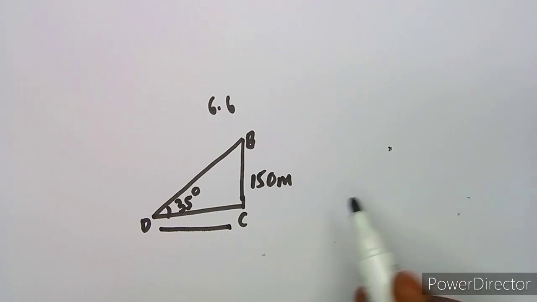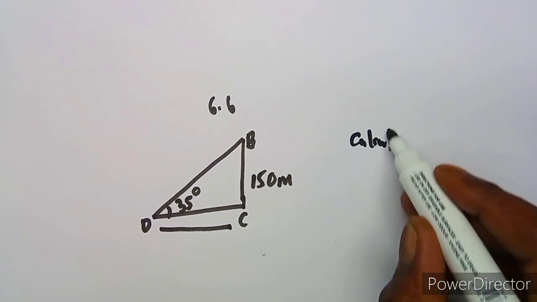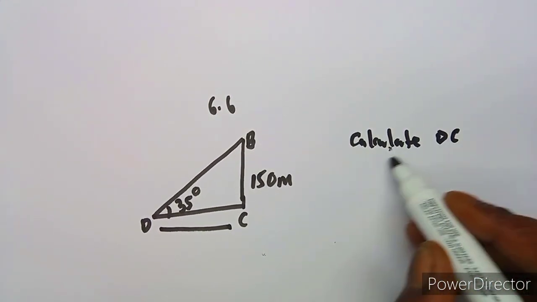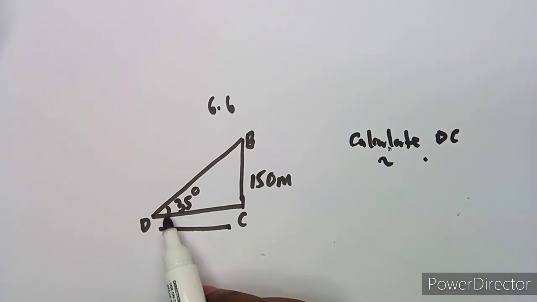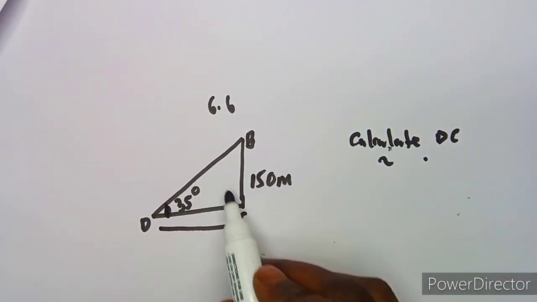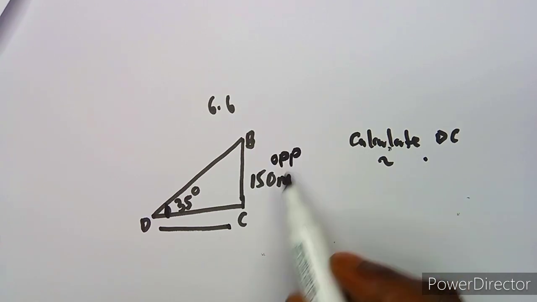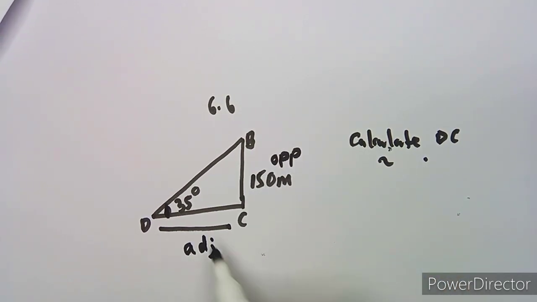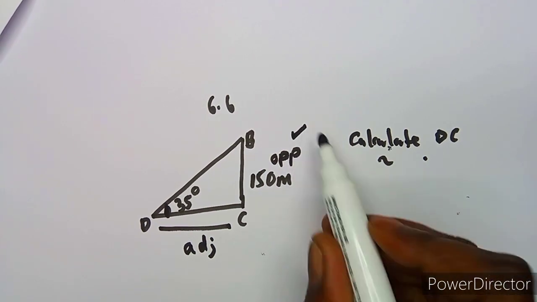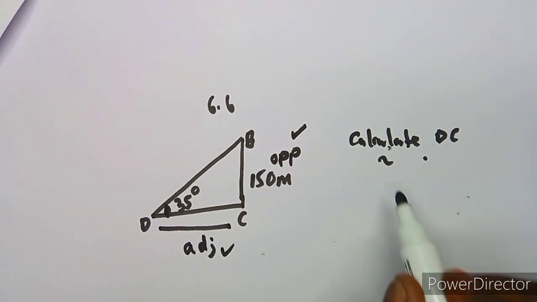So let's calculate DC, guys. According to this triangle, this angle here, this is your opposite and this is your adjacent. So remember the ratio which involves opposite and adjacent is tan.